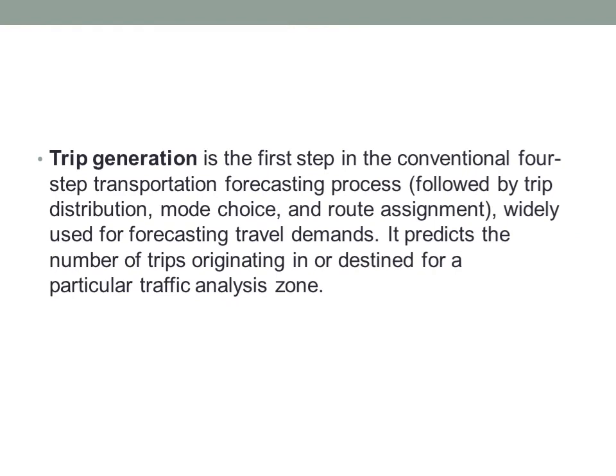Trip generation is the first step in a conventional four-step transportation forecasting process, widely used for forecasting travel demands. It predicts the number of trips originating in or destined for a particular traffic analysis zone.